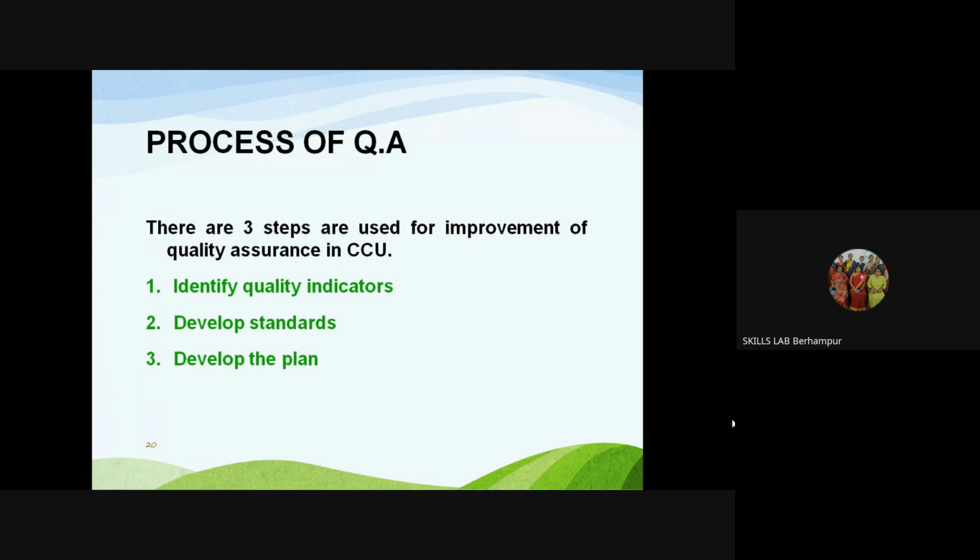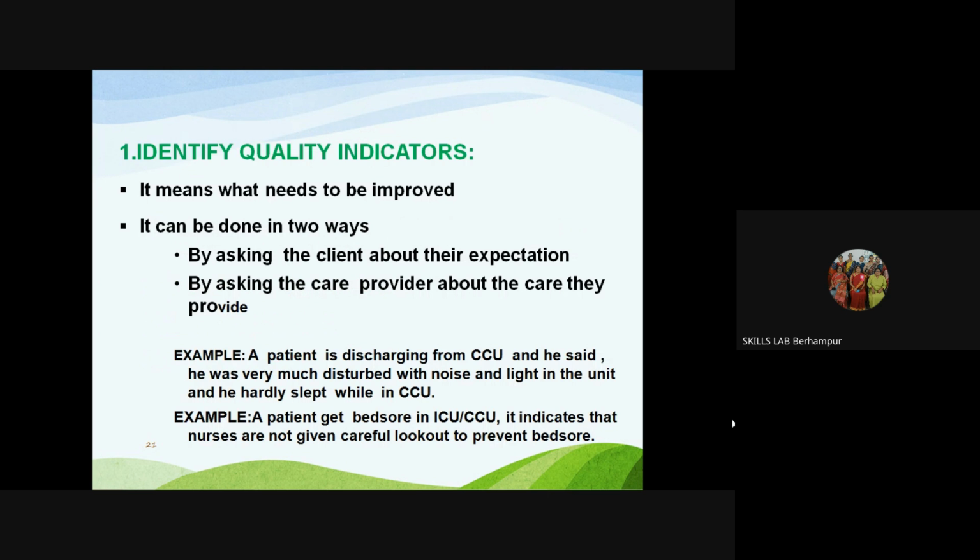In the CCU, the steps are: identify quality indicators, develop standards, and develop a plan. These are the three steps of the quality assurance process in the ICU or CCU. Identify the quality indicators, develop the standard, and develop the plan. Okay, then first, identify the quality indicators.